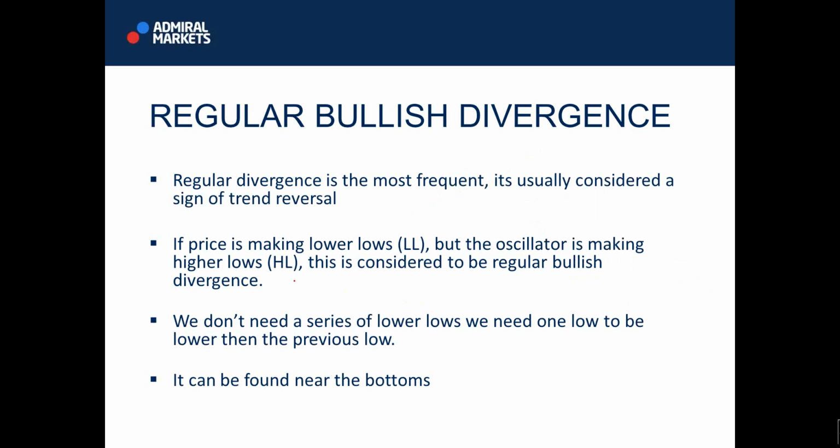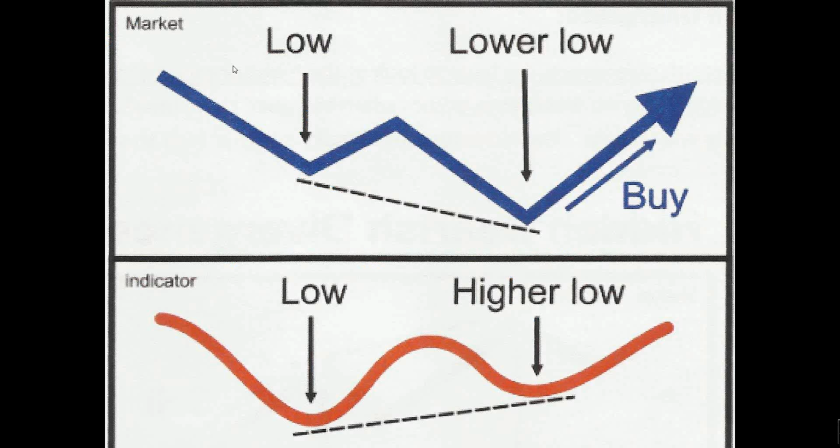The thing is, if price is making lower lows, but the oscillator is making higher lows, this is considered to be regular bullish divergence. We don't need a series of lower lows. We need just one low to be lower than the previous low. Only one low is needed to be lower than the previous low. So it can be found near the bottoms. So this is it.